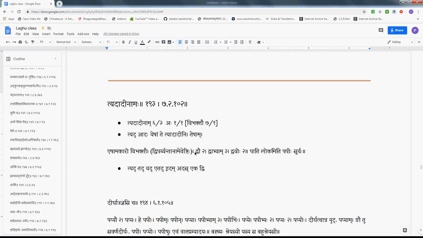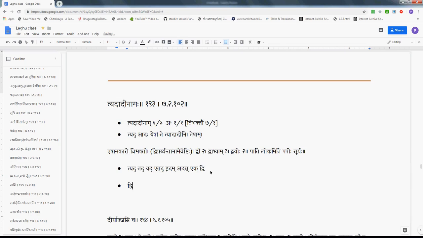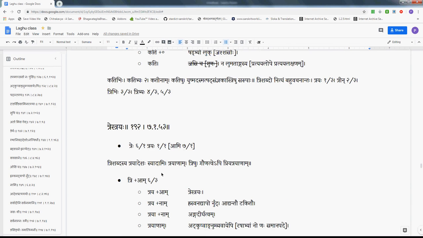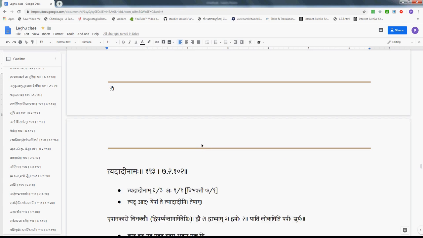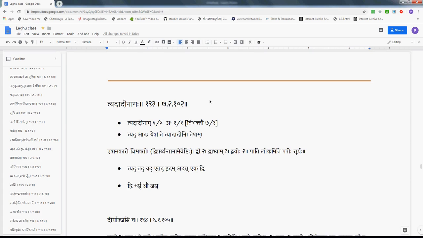So when he reaches dvi, what will happen? Dvi plus su would give you dvi, but no, sorry, you will not get su. Su, au, jas, these are the first set of pratyayas. But just like we saw in tri, what did we see in tri? Trishabdah nityam bahuvachanantah. What about dvi shabda? Dvi shabda also is a dual, so you will not get su or jas, you will get only au in the prathama vibhakti. Similarly in the other vibhaktis also you will get only dvivachana, so this will be nityam dvivachana.